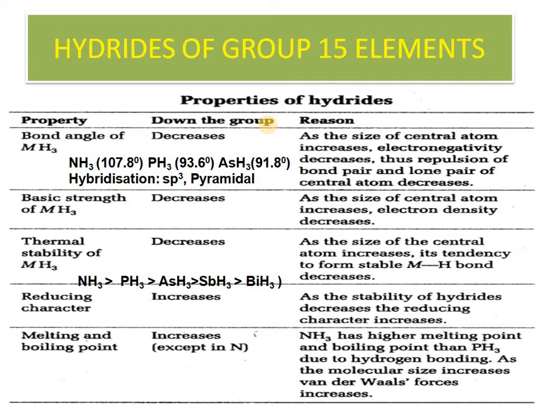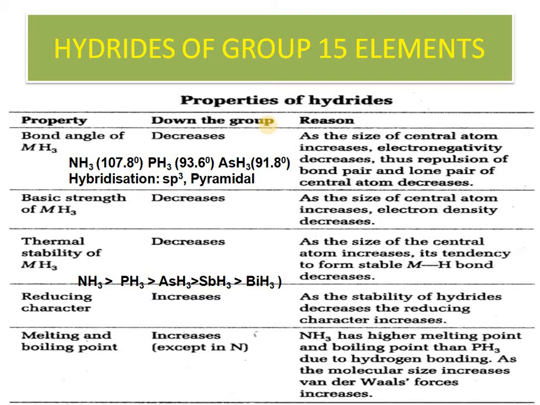Similarly, the basic strength of MX3. M means any of nitrogen, phosphorus, arsenic. M is not a metal. M is just a central atom. Now here they are telling that ammonia is the most basic. You know that down the group atomic size is increasing. Nitrogen has the smallest atomic size and it has one lone pair of electrons. Nitrogen has one lone pair and three bond pairs in the case of ammonia.